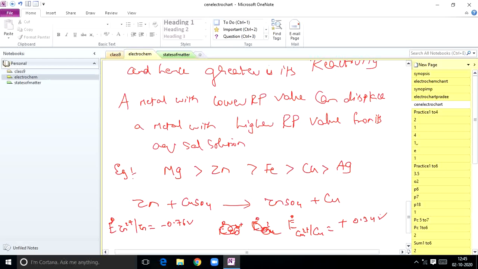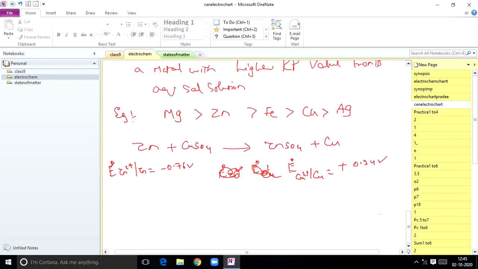A metal with lower reduction potential value can displace a metal with higher reduction potential value. Here copper has a high reduction potential value in its aqueous salt solution, and zinc has a low reduction potential value. A metal with lower reduction potential value can displace a metal with high reduction potential value from its aqueous salt solution. So this reaction is feasible.